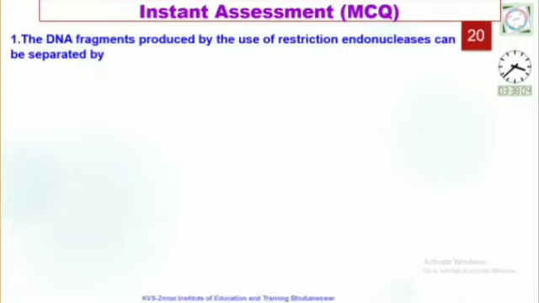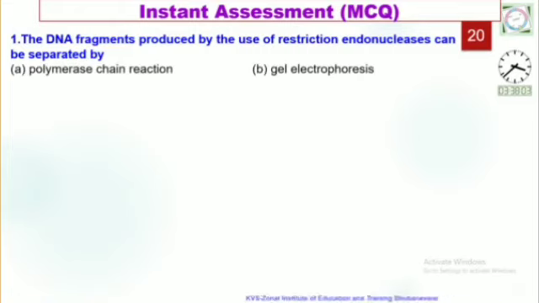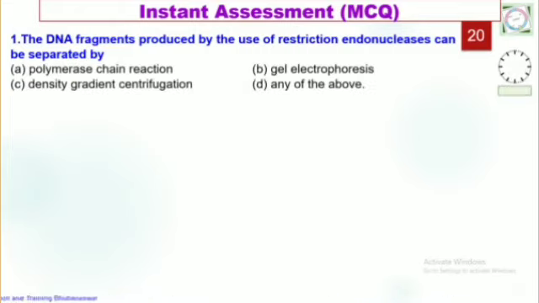Now let us get some assessment, what we have read and how far we have understood. I'll read the question for you. Be ready. Take the pen and paper and start writing the answer. The DNA fragments produced by the use of restriction endonuclease can be separated by polymerase chain reaction, gel electrophoresis, density gradient centrifugation, any of the above.